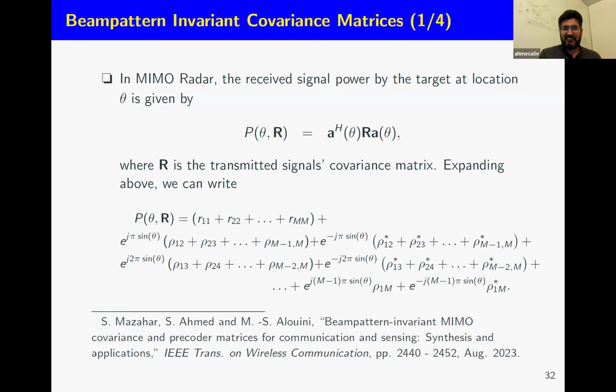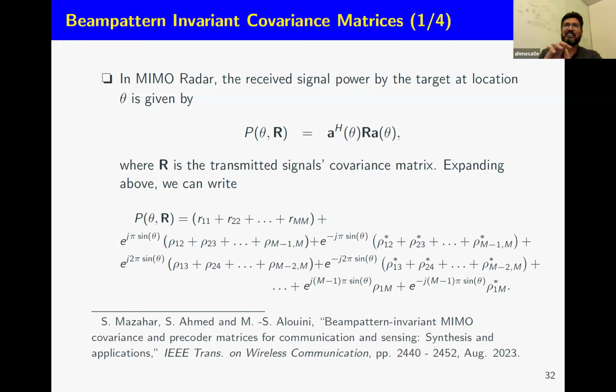I want to embed the symbols that I'm transmitting, but I don't want to change my covariance matrix. But you know that when you change your waveform, when you change your symbols from different antennas, the covariance matrix will change. But we don't want to change the beam pattern. I want to transmit my power in the same direction, whether I'm changing my symbols or not.